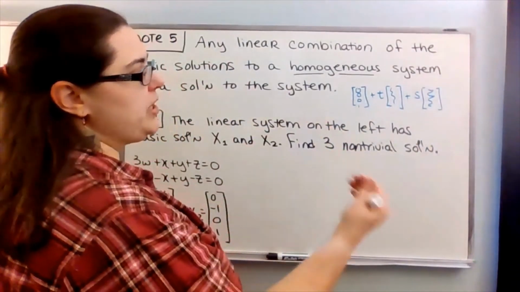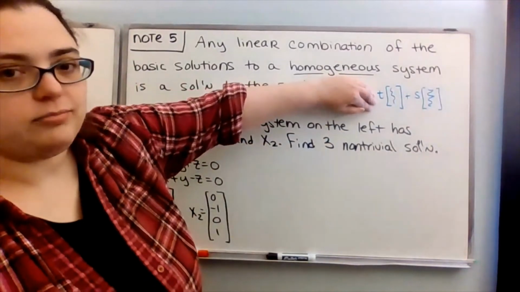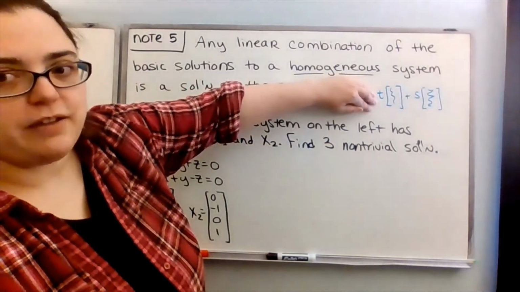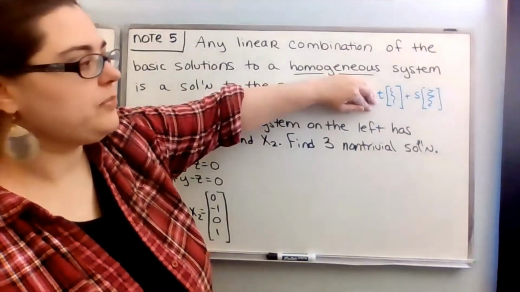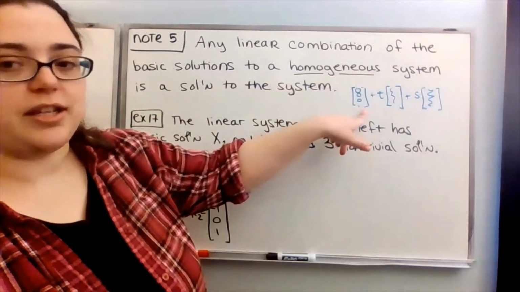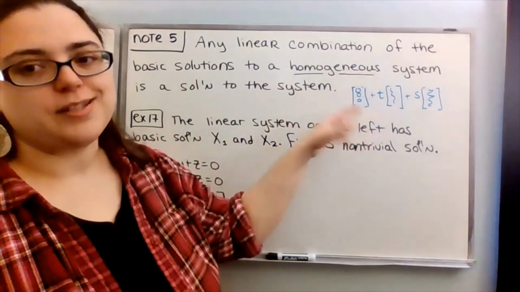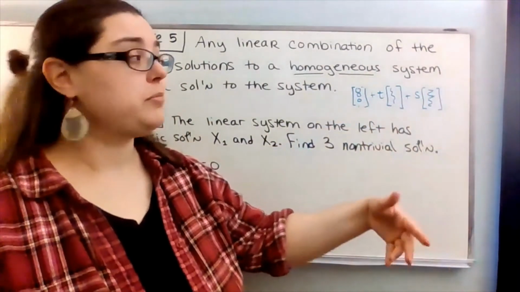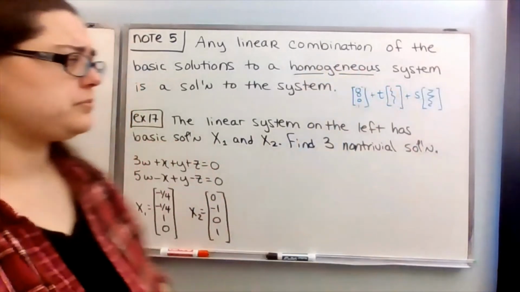So a linear combination of the basic solutions would just be that. It's going to be something times that first basic solution plus something times that second basic solution. Now this works for a homogeneous system because this matrix here is just made up of all zeros. If this wasn't made up of all zeros, then this wouldn't work because we would have something else we'd have to add to the whole thing.